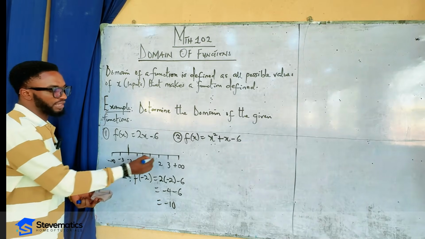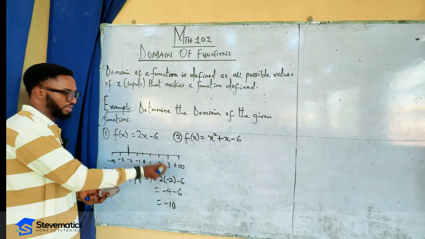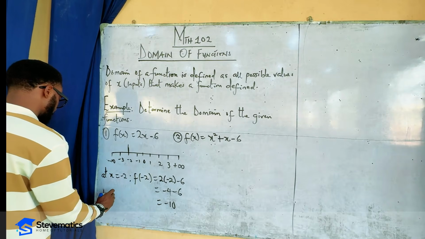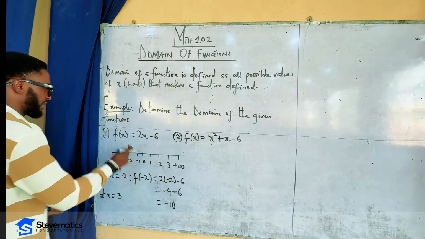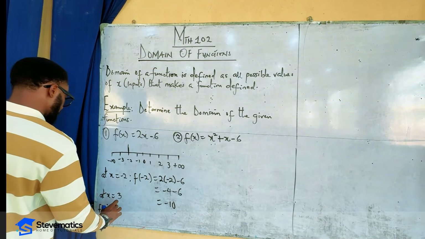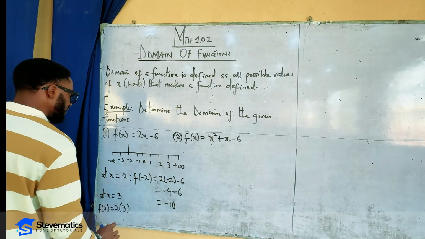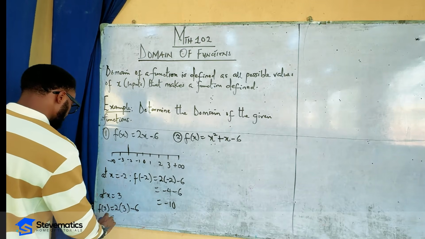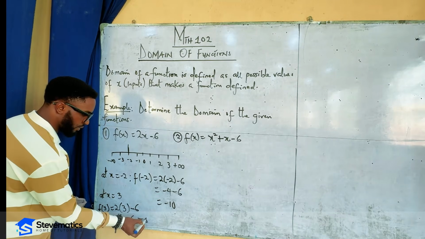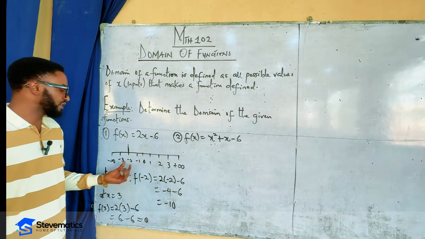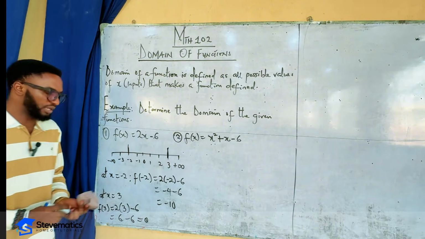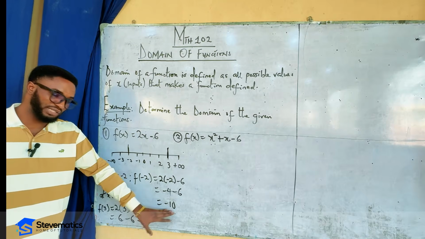If you still pick other numbers from the positive real numbers, let's pick x equal to 3, positive 3. At x equal to 3, f of 3 will be equal to 2 into 3 minus 6, which is 6 minus 6 equal to 0. Now you see that picking from the negative real number and picking from the positive real number, this gave us negative 10, that's minus 10, and this gave us 0.